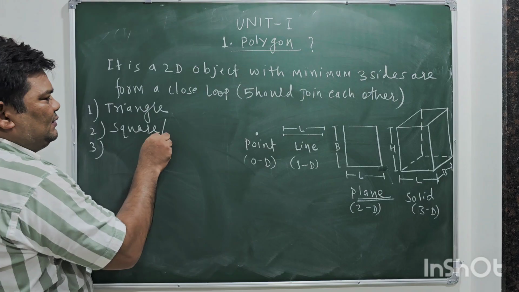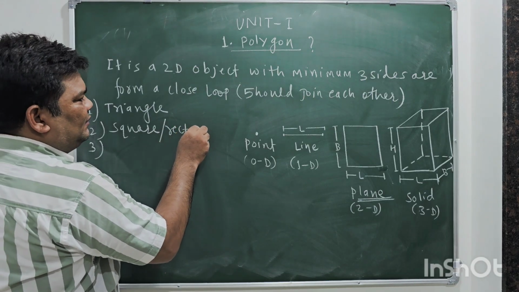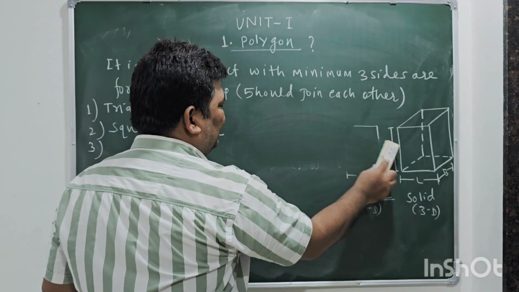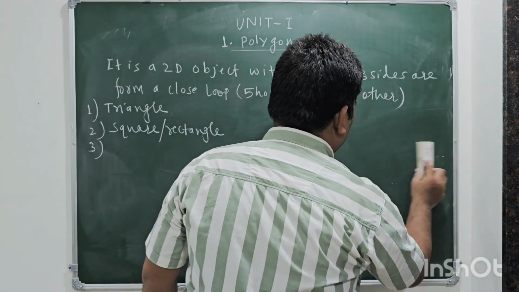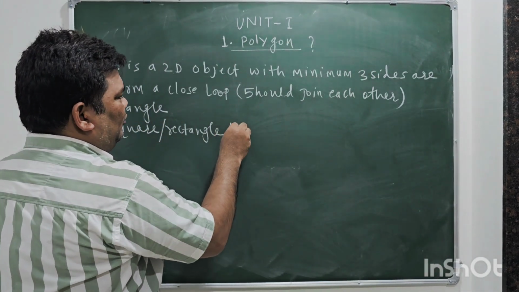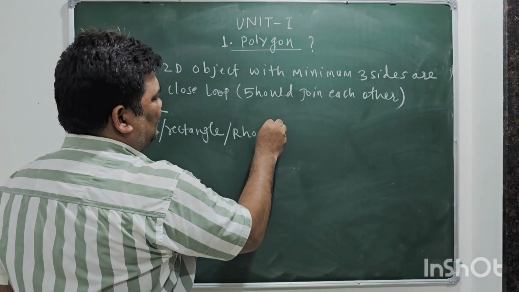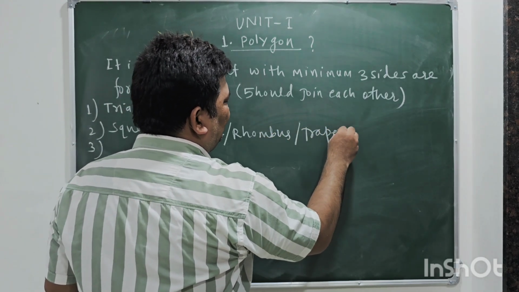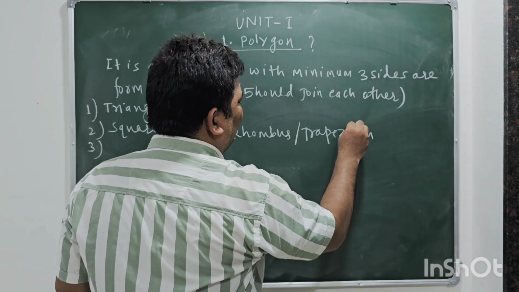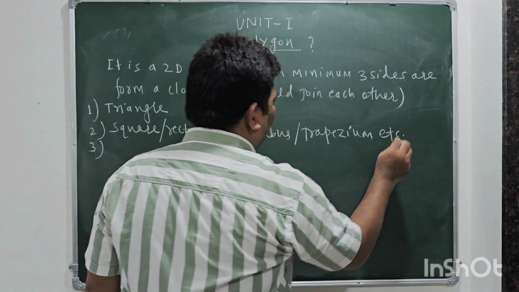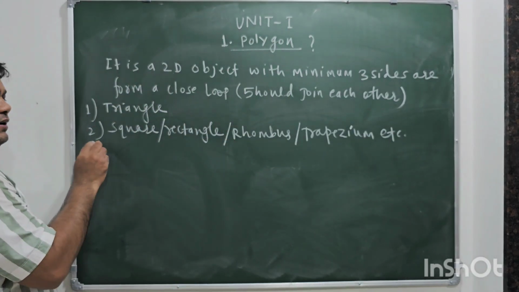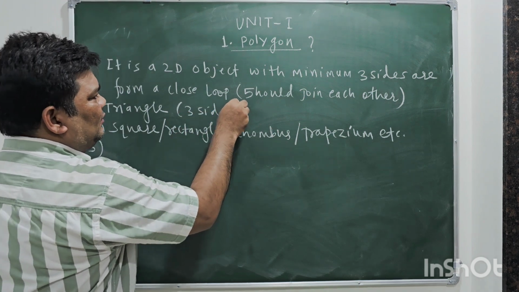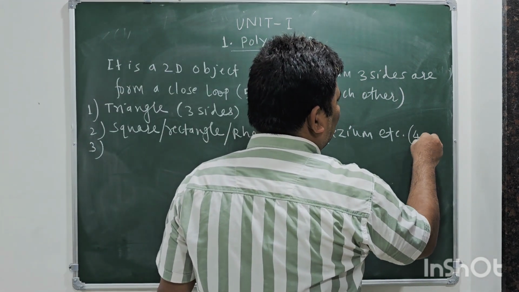In square also you can see rectangle, 4 sides of a particular polygon, rectangle, rhombus, trapezium, etc. Then third figure, actually this is the 3 sides, these are the 4 sides.